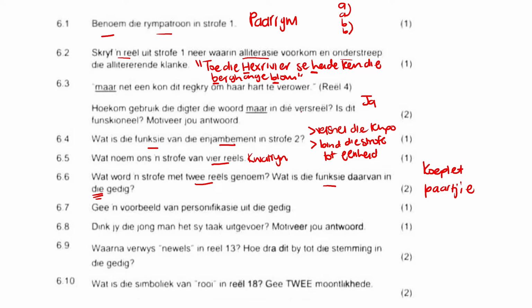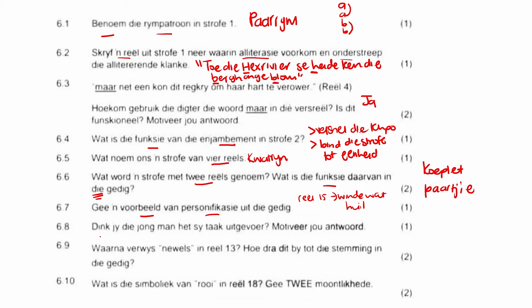6.7. Gee 'n voorbeeld, an example van personifikasie uit die gedig. So you can see there is in reël 13 and 15. We can look at reël 15. It's very short. Winde wat huil. That's personification because the winds can't cry. So winde wat huil, personifikasie. We're giving a human quality to the wind.